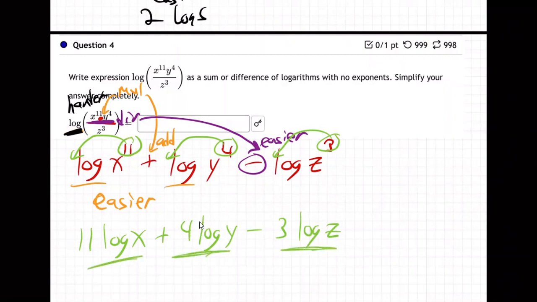That's the right answer. What we did, we wrote the single log as a sum or difference, adding and subtracting, of several logs with no powers, right? We took the powers down to the front according to property 3. The powers came down to the front. So there we go.